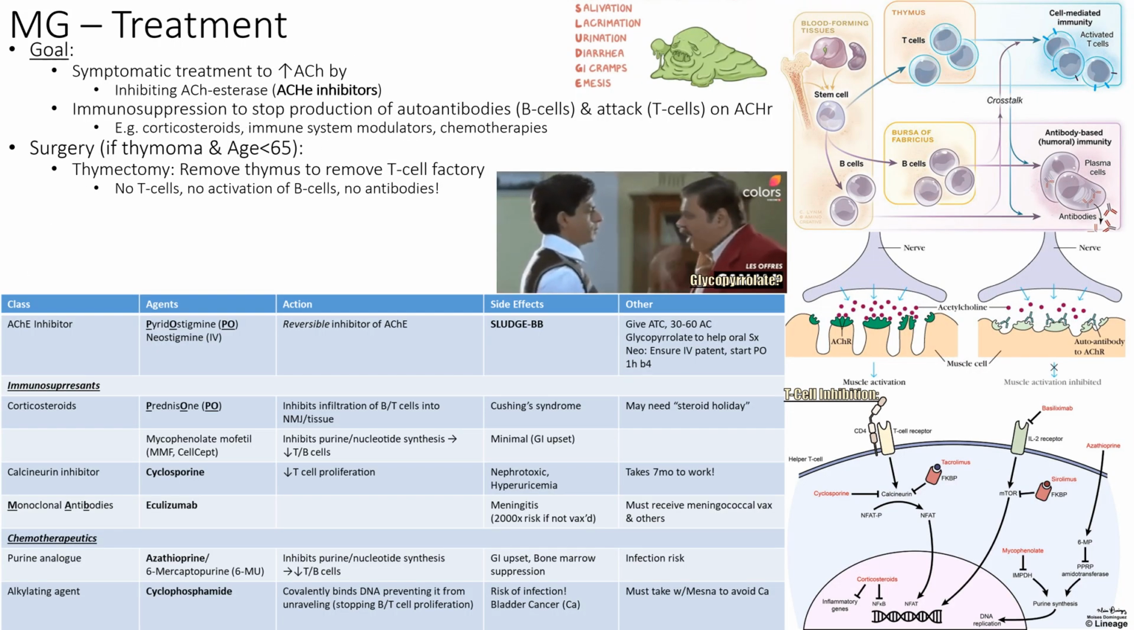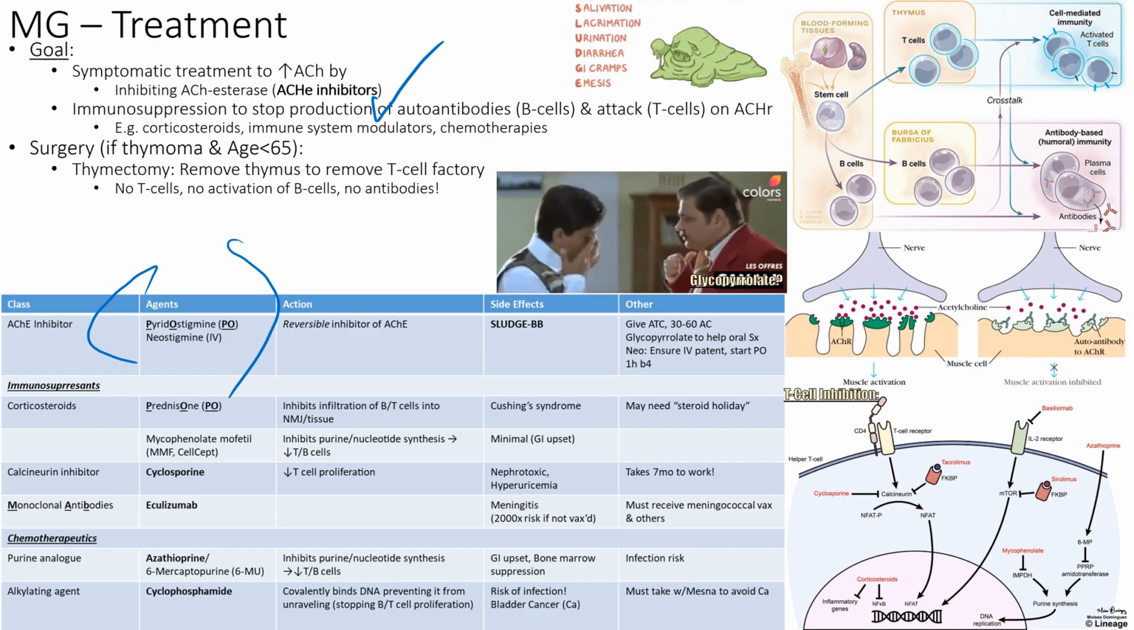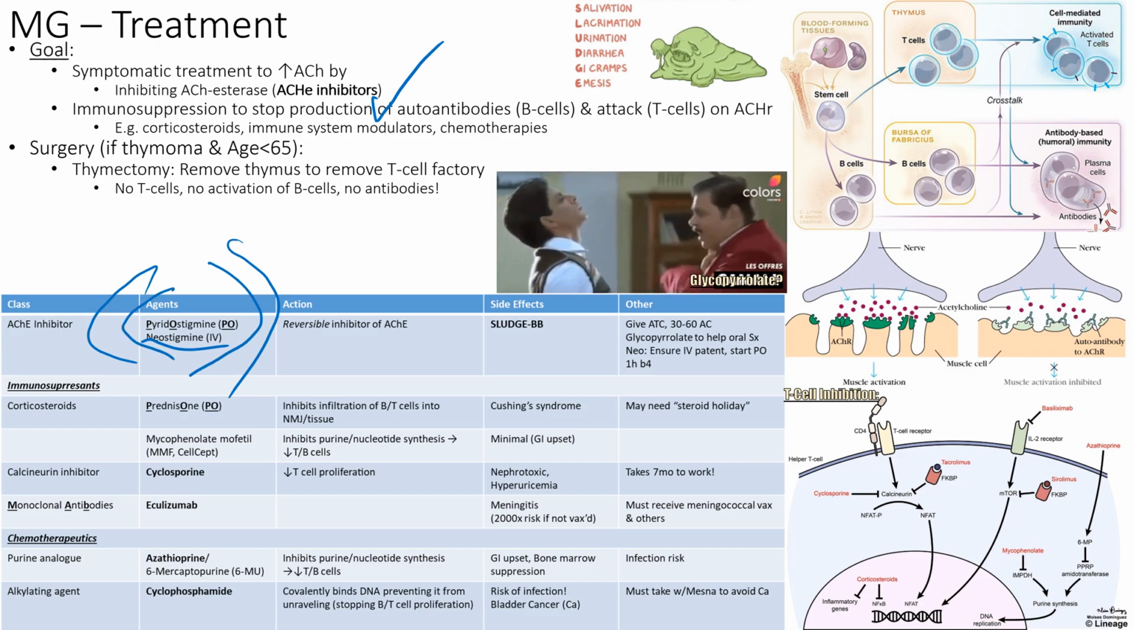But the treatment for myasthenia gravis is to promote more acetylcholine to stay around, right? So we have acetylcholinesterase inhibitors, right? Pyridostigmine is PO, and we have an IV form that's called neostigmine. So these are our two go-to agents. They're going to be discharged on these medications.